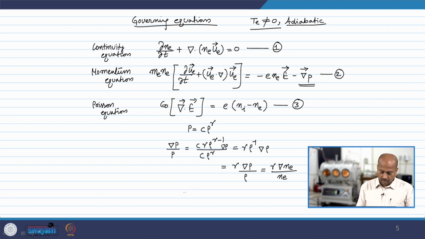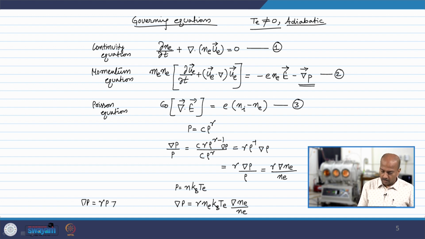So, we can write P is equal to Ne kB TE. We know that P is equal to Ne kB TE. So, we can write del P as gamma Ne kB TE delta Ne by Ne. So we have delta P is equal to gamma P delta Ne by Ne.